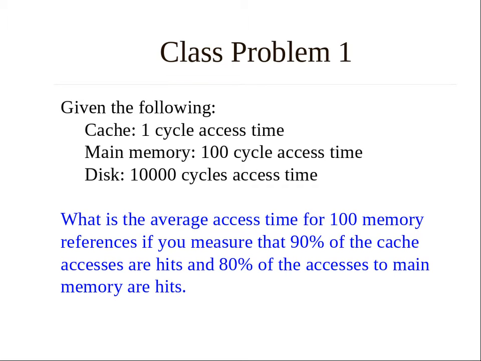And now we have to do the lovely class problem that unfortunately is only me. So, let's see what we can do here. Given the following, we have a cache with 1 cycle. All right. And then we have, what's the next one? Main memory. All right. And that has 100 cycles.